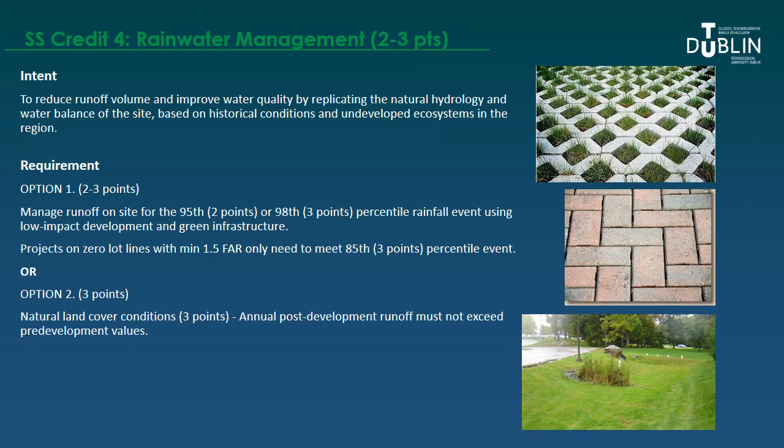So it's a bit of a reduced requirement there. The second option to meet the requirement, which you get 3 points for, is to have the annual post-development runoff not exceed pre-development values. So you need to do some on-site testing for that. But essentially that you've not made things any worse than they were when you got there or before you developed.